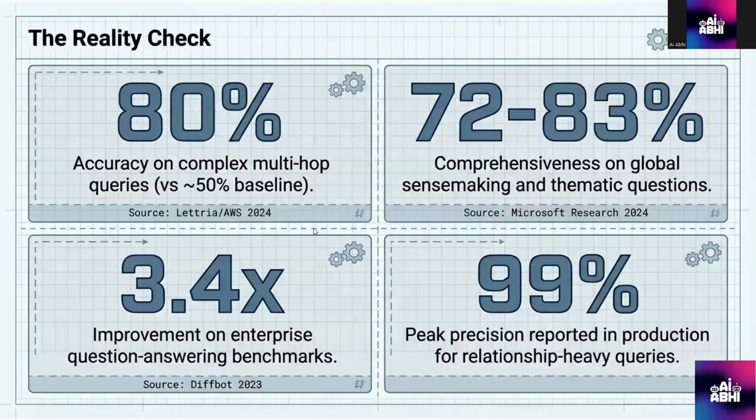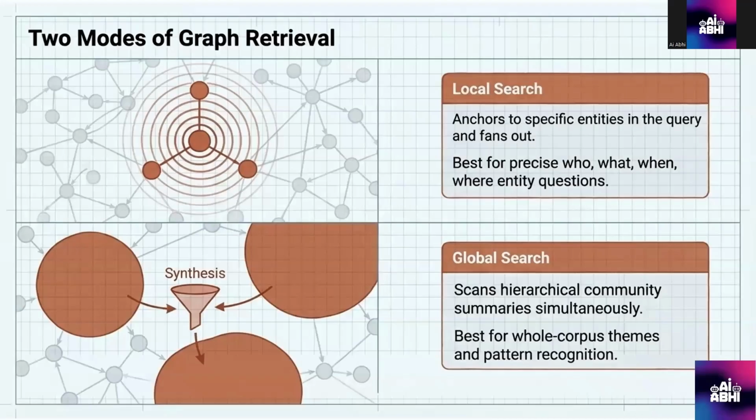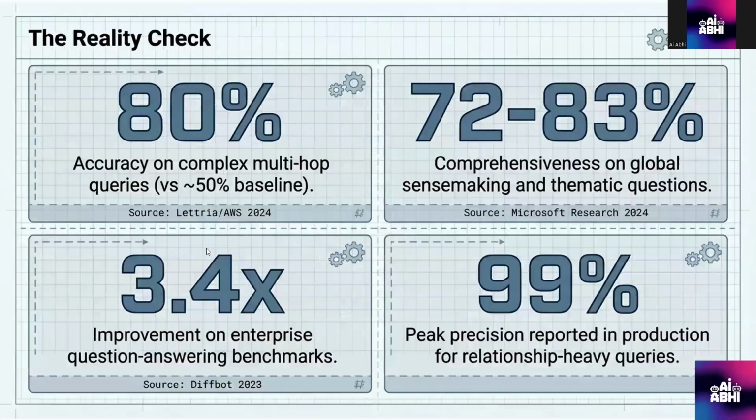So you can also screenshot this. The GraphRAG pipeline diagram basically describes how local and global searches work. Okay, let's go to the reality check.